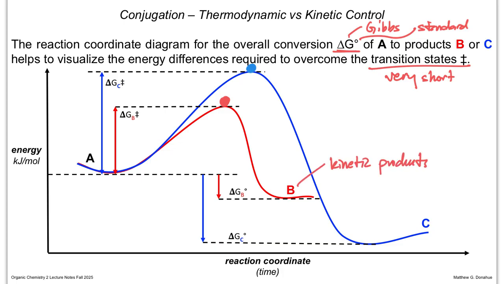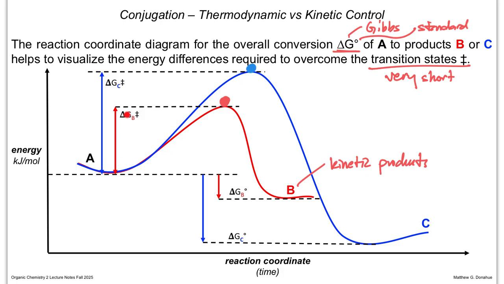And we can rationalize that by, if kinetic means speed, it's easier to get over the hill with the lowest amount of energy. But the thermodynamic product is C. That was the di-substituted alkene. Because look from where we're starting, that energy overall, it's lower from where we started at the starting materials.